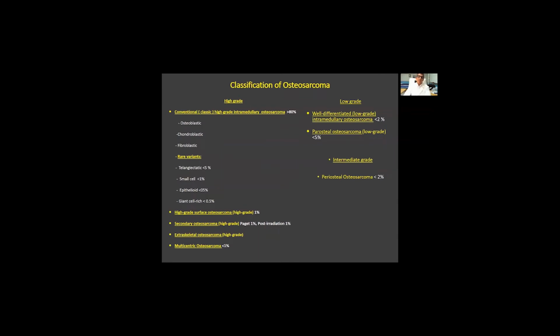Osteosarcoma can be classified according to the histologic grade into high grade, low grade, and intermediate grade osteosarcoma. This classification is important when we are going to discuss the treatment, because low grade tumors can be treated by surgery alone, while high grade and to lesser extent intermediate grade tumors should be treated by systemic chemotherapy as well as local surgery.